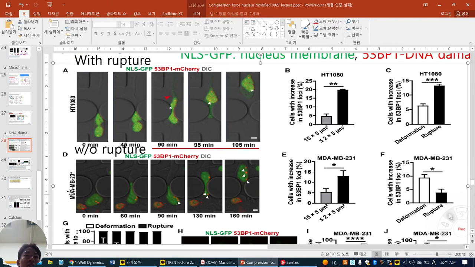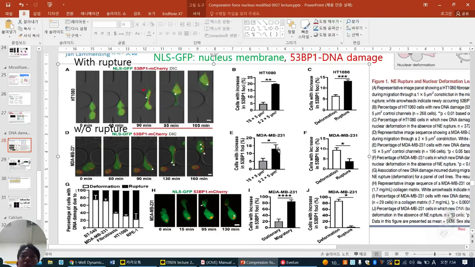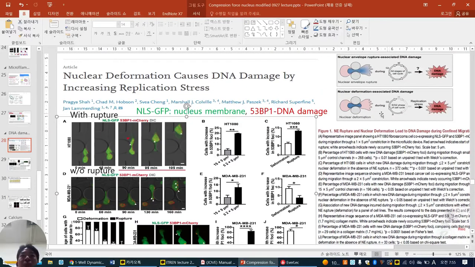But this is a normal cell, and this is a cancer cell, MDA-MB. The cancer cell has a very flexible nucleus membrane, so it doesn't rupture. There's no diffusion of the green one, right? Compared to this diffused one. Without rupture, there is still an increase of DNA damage. Okay? DNA damage also increases. But the important thing is that in normal cells, some cells are ruptured, but in this cancer cell, they detect the DNA damage increase, but rupturing doesn't occur that much compared to normal. Okay? So they propose this kind of concept.